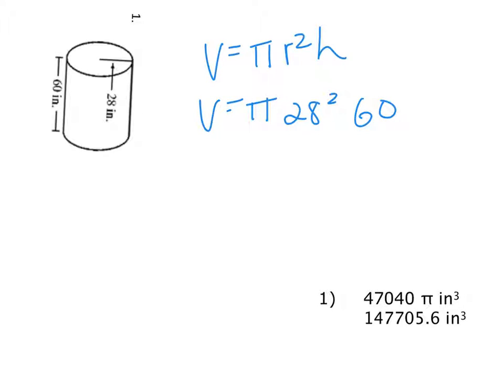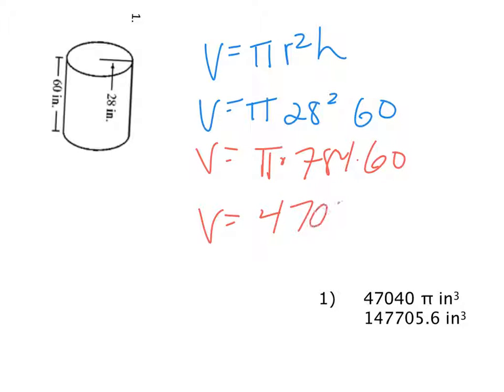and get 784. So volume is pi times 784 times 60. So times that 60. So volume is 47040 pi inches cubed. So again, there's the in terms of pi answer if I said give me that.